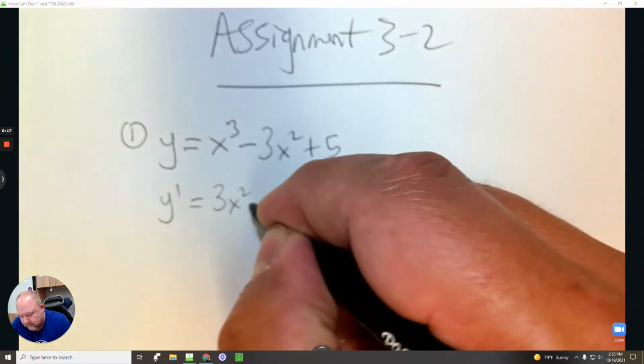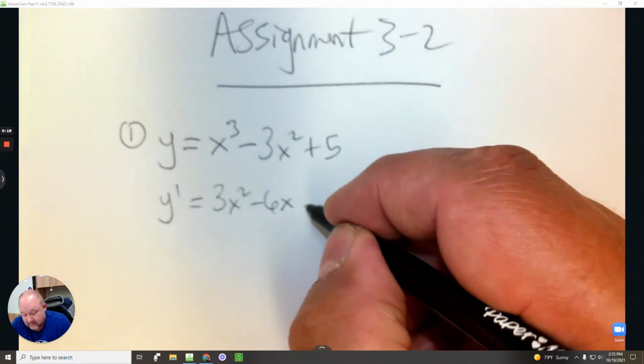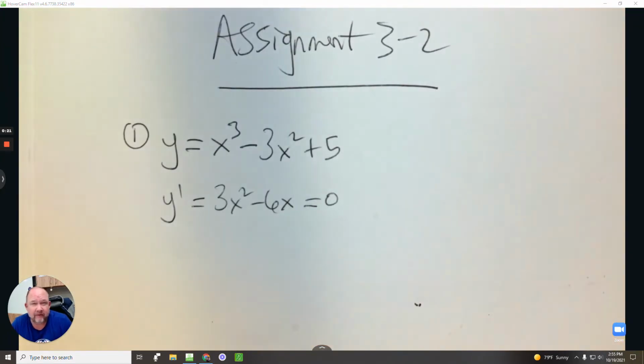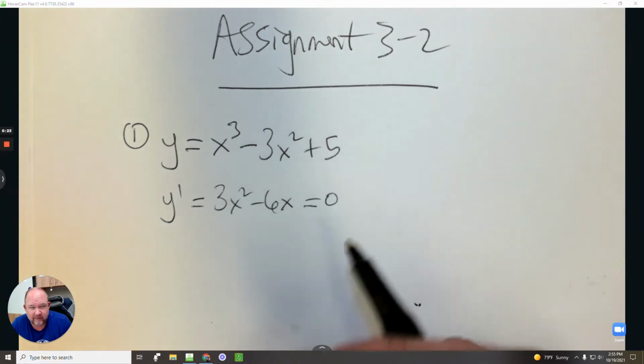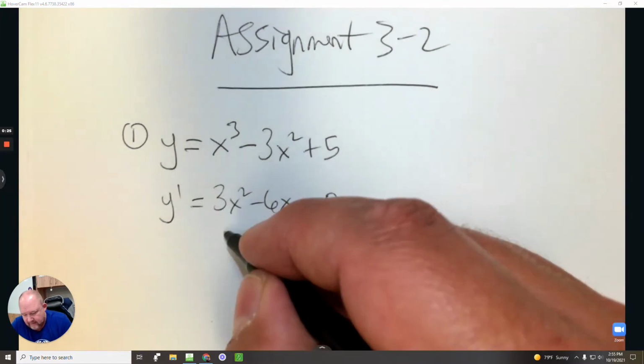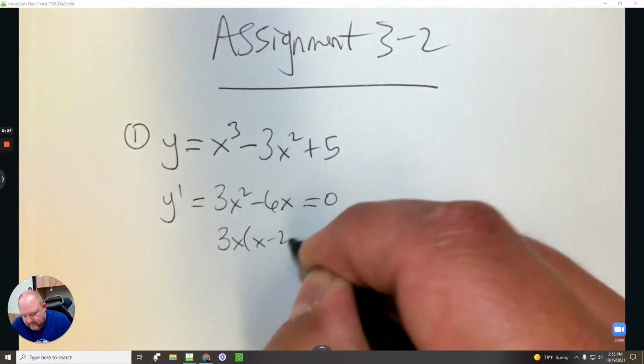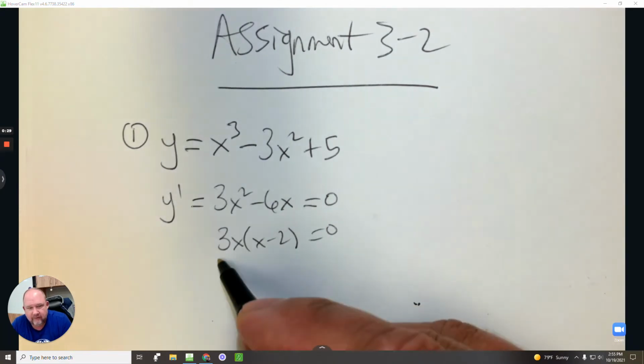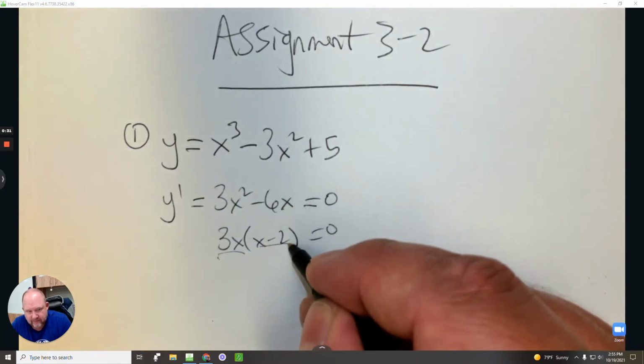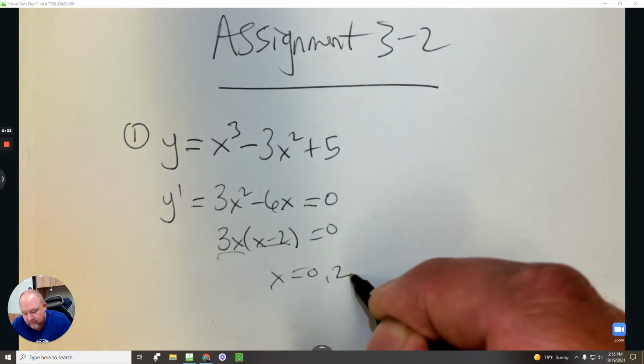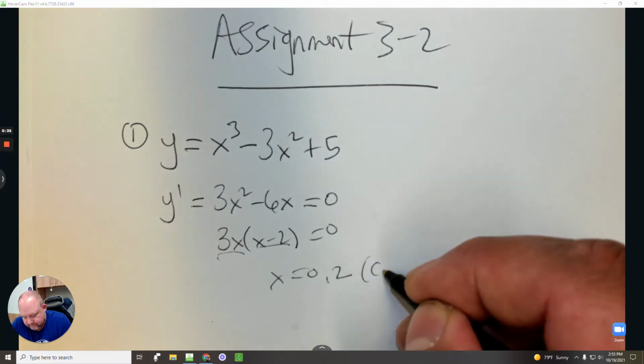This is 3x squared minus 6x. I'm going to make it equal to 0. I want to know where it's increasing and decreasing, where the turning points are. I'm going to factor out 3x, and then solve it. This gives me the answers 0 and positive 2, and those are called critical numbers.